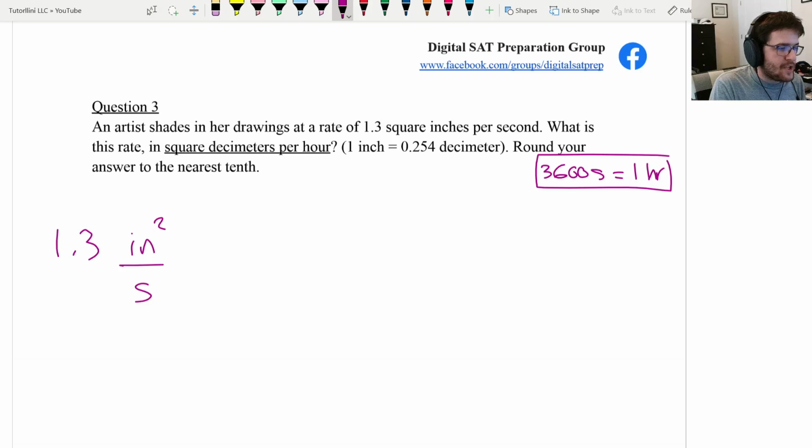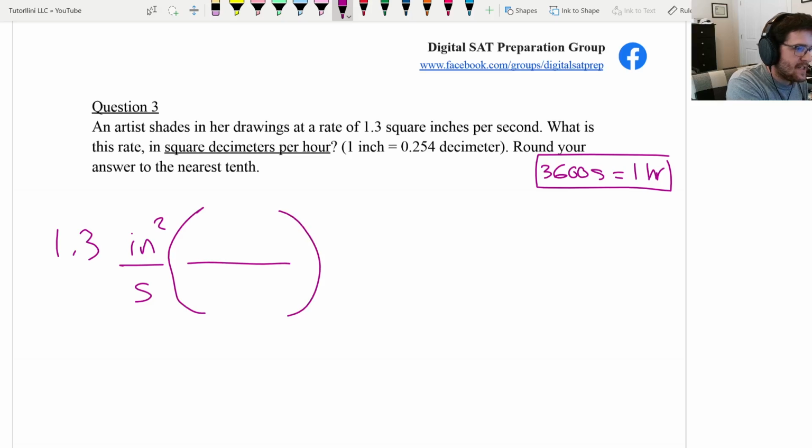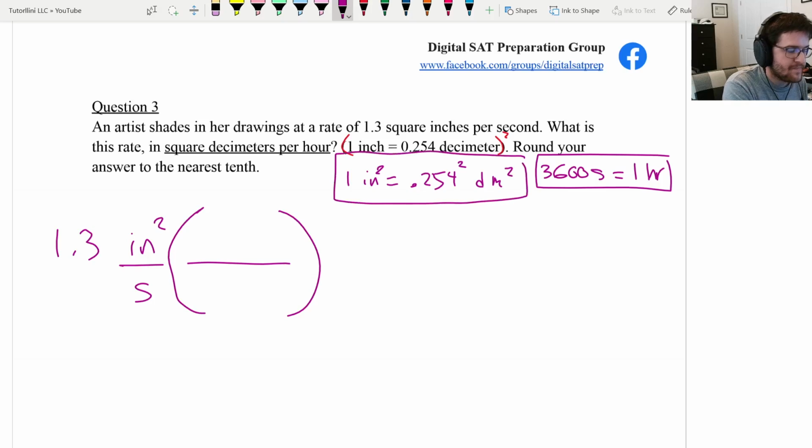Okay, why don't we do the inches first? But before I convert, I notice that I want to convert square inches, and this does not have square inches. So I've got to do something about that. I went over this in the video. We're going to square the entire unit conversion. So this is 1 squared, which is just 1 inches squared, and then 0.254, I don't know what that is, but it doesn't matter. I can just put a square in Desmos, squared, decimeters squared. So that's the actual unit conversion you're going to do.